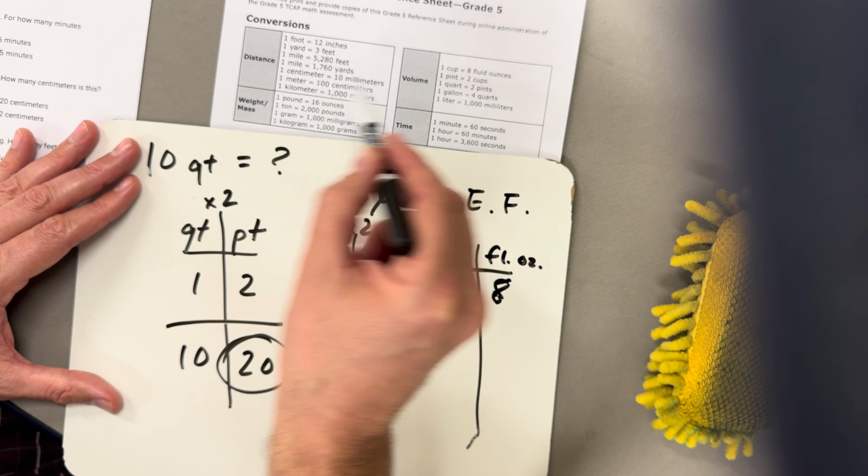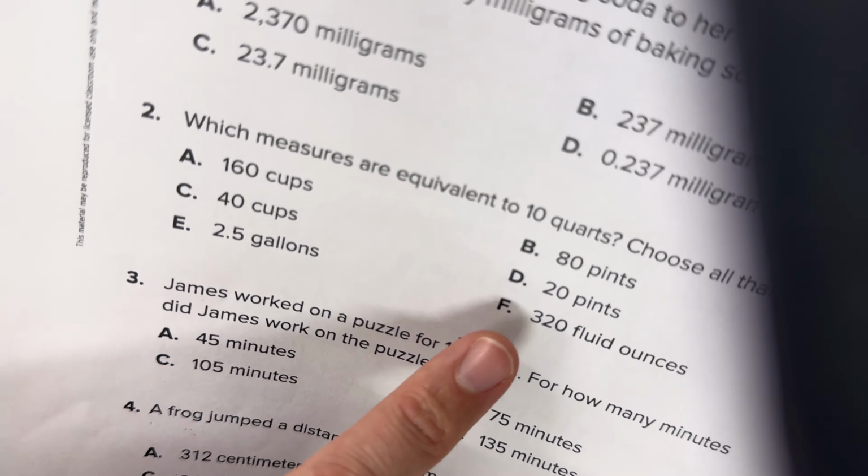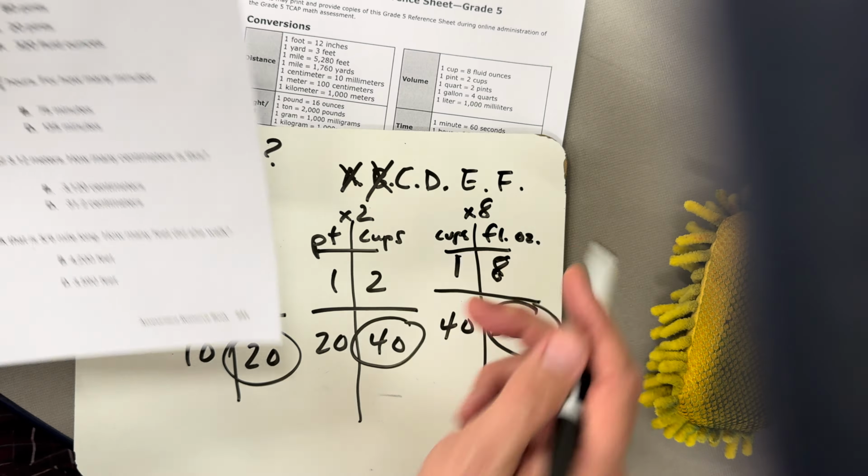So let's see. We are up to 40 cups. And so we need to know how many fluid ounces. So really, this is 1 becomes 8. So it must be times 8. So I'm going to have to do 40 times 8. I know 4 times 8 is 32. So 40 times 8 has to be 320. So 320 fluid ounces. So F is correct. 2.5 gallons.